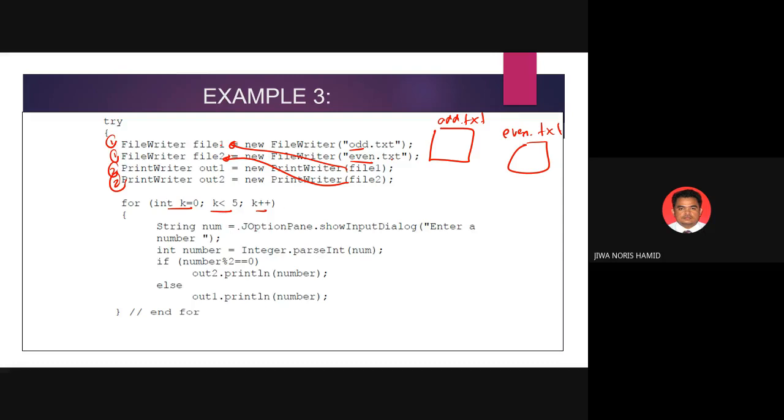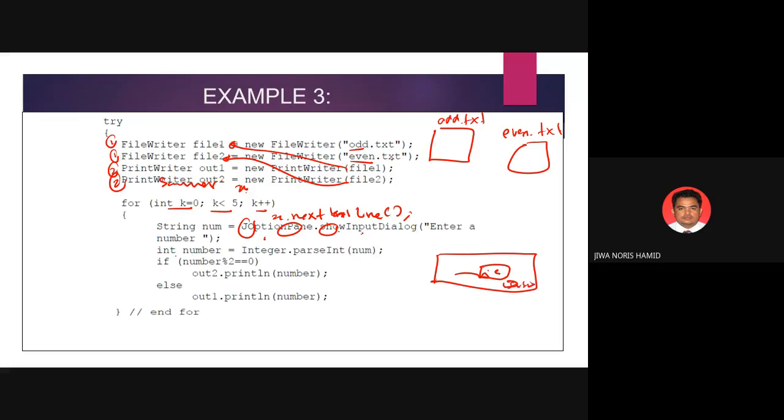Okay. J option pane ni, actually you boleh guna scanner. And then dekat sini you boleh guna scanner X, you boleh buat X.next, next line. Okay. Tapi kenapa guna J option pane? J option pane ni nanti bila you type, dia akan ada kotak. Lepas tu dia akan ada ruang kat sini. You boleh input value dan you boleh submit. So it is more interactive lah.